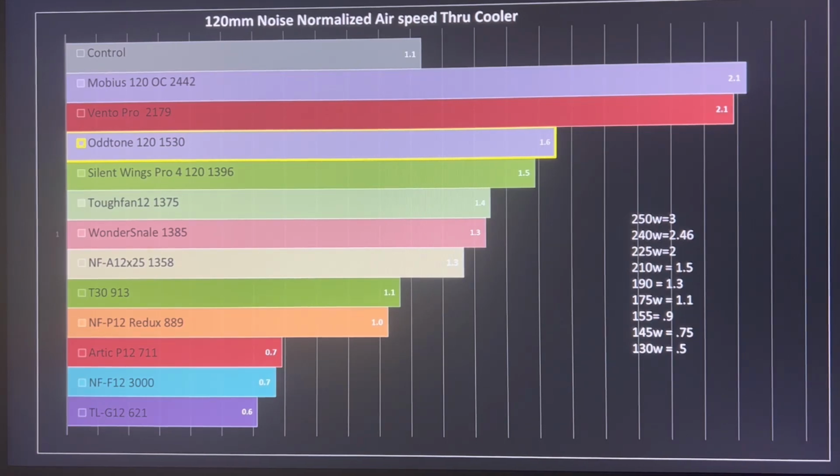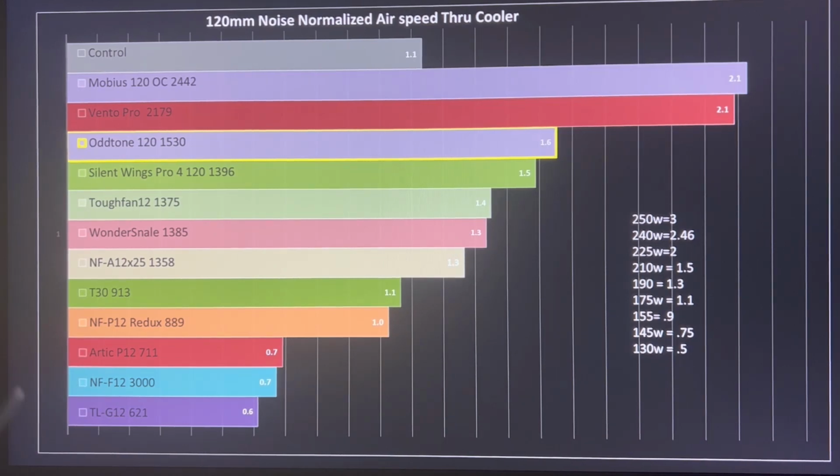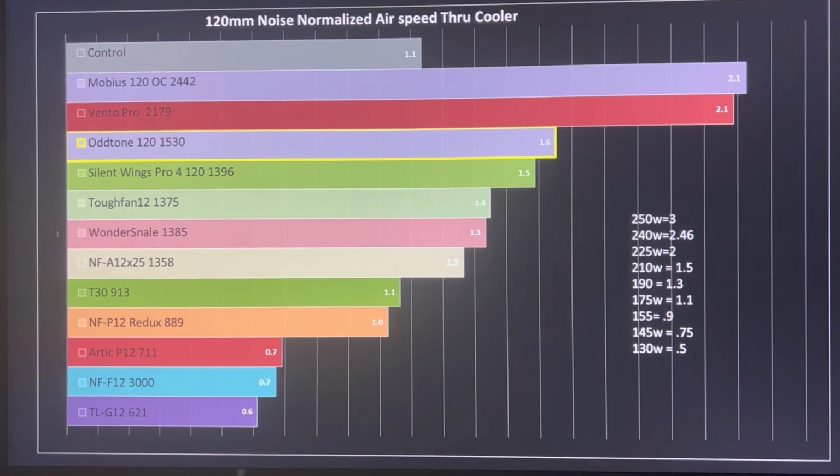But let's say we're taking a look at this noise normalized value. Let's say your stock cooler came with the NFF12. For its noise value, it's only moving 0.7 meters per second of airflow. Well, if I upgraded to the Oddtone, I'd be getting 1.6 meters per second of airflow. That means I could get a significant improvement in how much wattage my CPU drew, or an improvement in my temperature of the CPU, or I could take that and go, well, I didn't like Computer Tech and More's noise value. I think it was a little bit high.